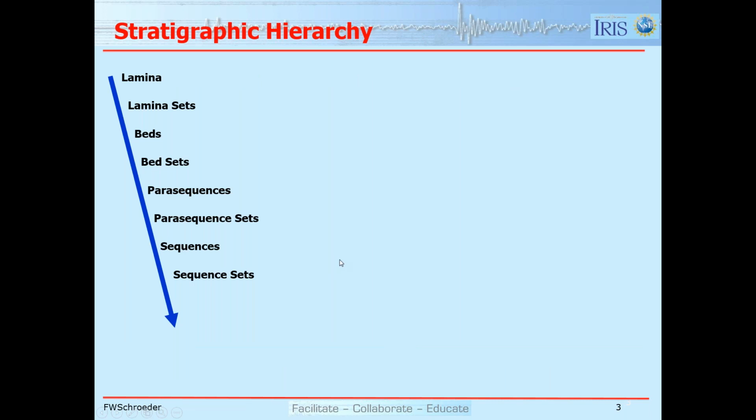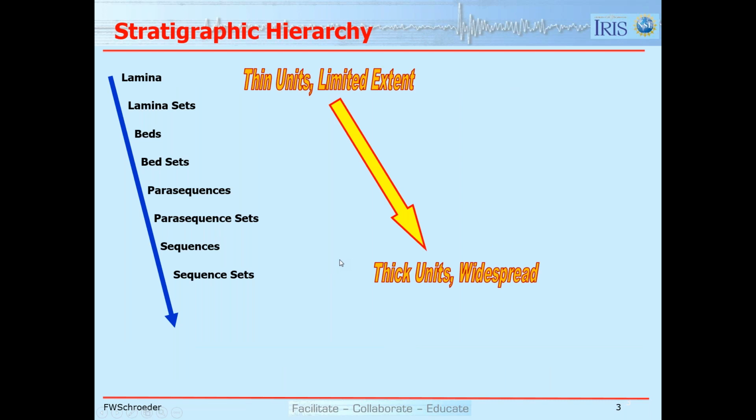In terms of stratigraphy, there is a hierarchy that many people are adhering to. They go from very small, thin units with very limited extent, lamina and lamina sets, and it builds up into much larger, widespread, thicker units, more geological time represented, sequences and sequence sets. And the hierarchy is such that lamina build up lamina sets, several lamina sets build up beds, several beds build up bed sets, and so on. There's some terminology that people that work this type of stratigraphy have developed.